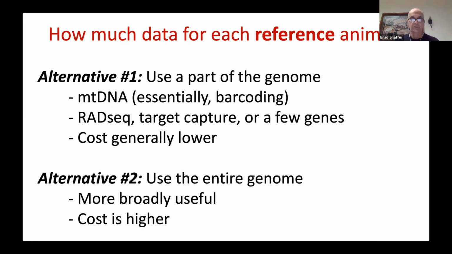One of them is to sequence a part of the genome. It might be a little part, like one mitochondrial gene. It might be a bigger part, like RAD-seq or the target capture approach that JJ mentioned. The reason to use a part of the genome is it doesn't cost as much for the reference animals, okay? The price you pay for that is that you don't get as much resolution and as much information as you might. The second alternative is to sequence the entire genome for the reference animals. And as I'll mention in a moment, that is more broadly useful, but it costs more. Okay, so that's the trade-off.